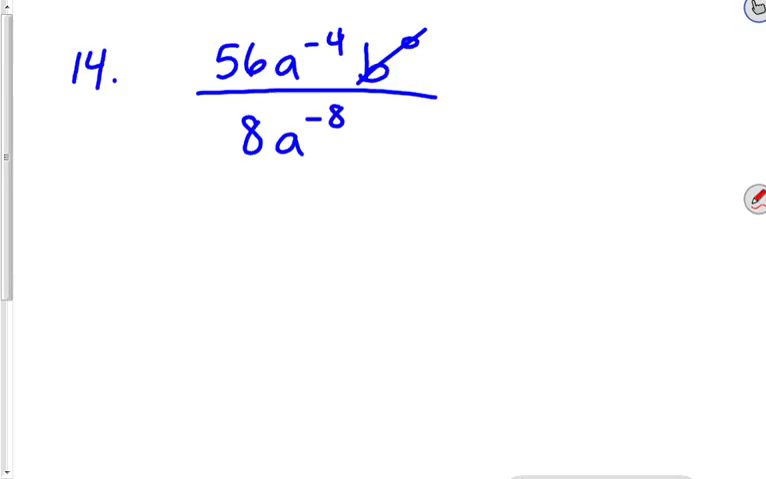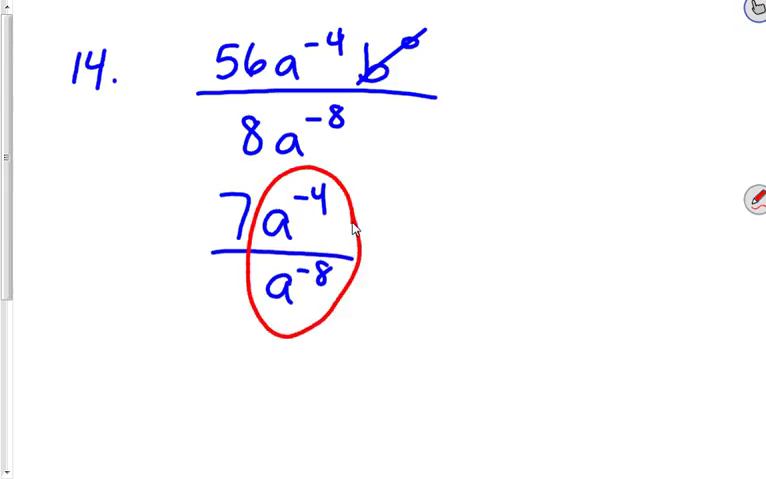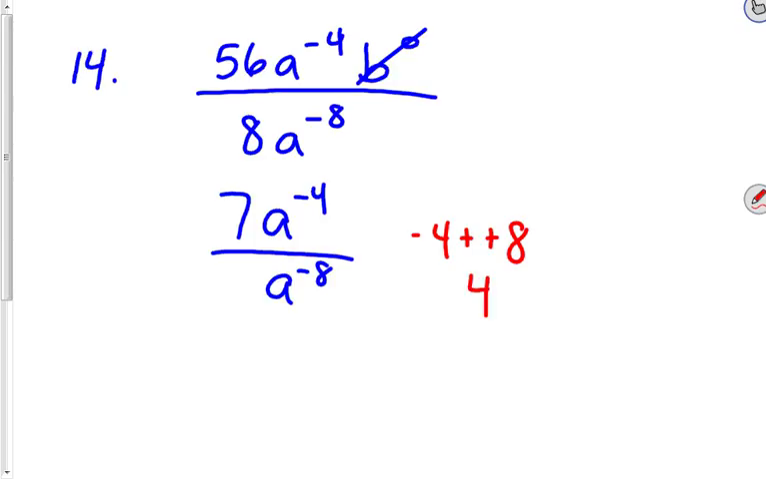All right. Well, let's deal with this. 56 divided by 8. All right. So we have 7a to the negative 4th over a to the negative 8. And now, even though I see 2 negative exponents, I could flip both of those and they would become positive. But I'm just going to do the quotient rule first, right? I'm dividing, I have the same base of a, so I'm going to subtract my exponents. Now, negative 4 minus a negative 8 is negative 4 plus 8, which very nicely comes out to be a positive 4. So this comes out to be 7a to the 4th.